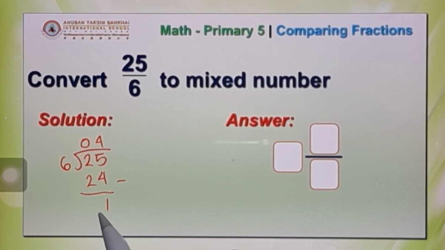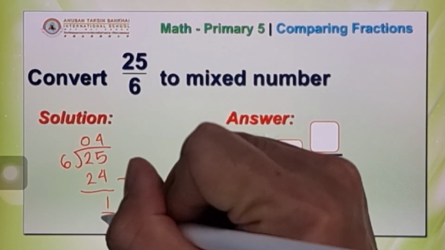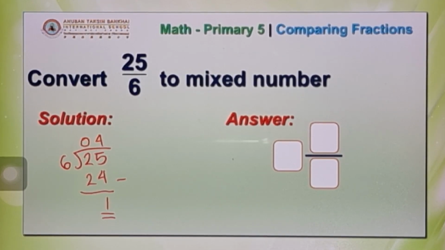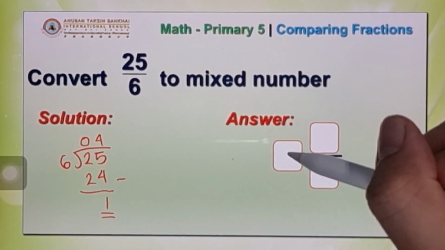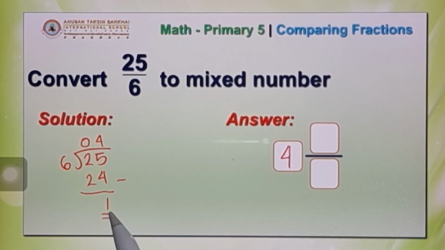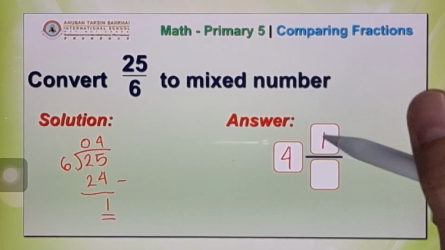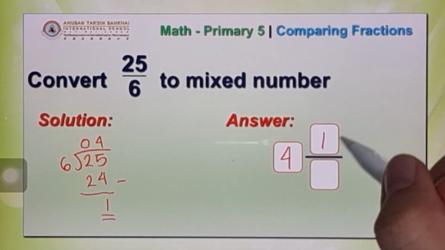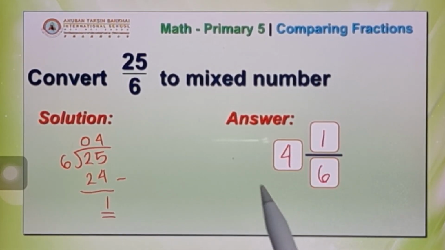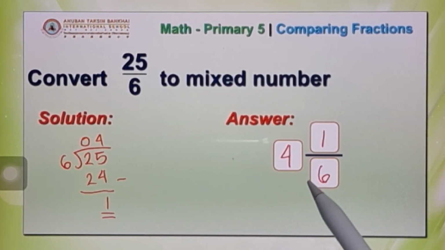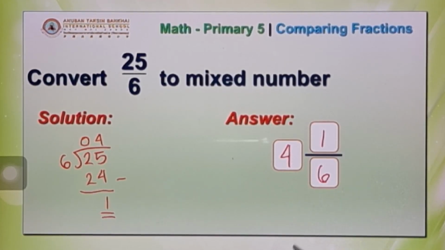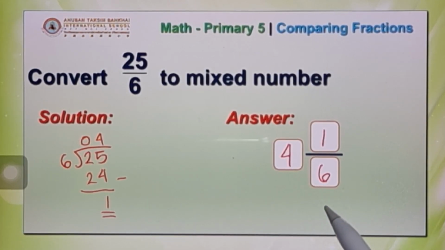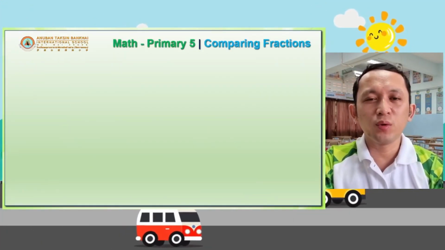Since we cannot divide 1 by 6, this will be our remainder. So again, what's the answer? We just copy our quotient, that would be 4. Our remainder, that would be 1. And then our denominator will be the same. Therefore, 25 over 6 is equal to 4 and 1 over 6. Okay, so now we are done with our examples.